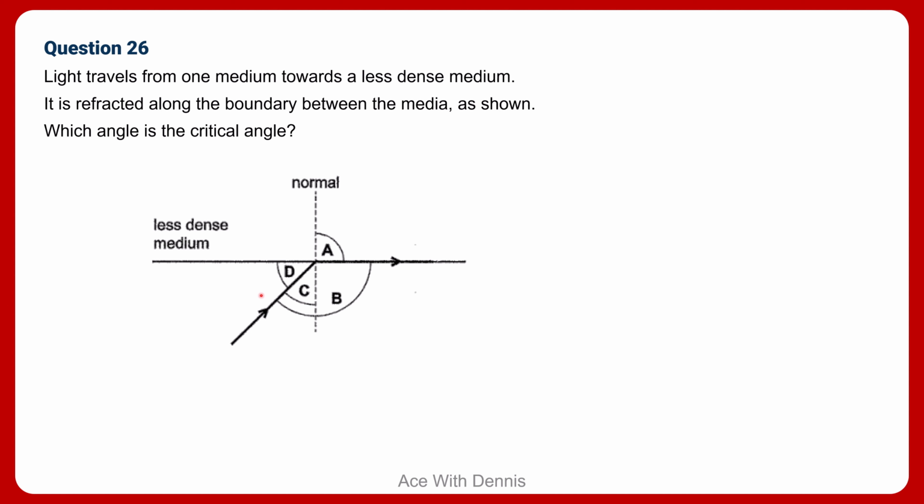Okay, the answer is C, the angle measured between the incident ray and the normal. So this is how we measure the critical angle when the incident ray moves towards the boundary and is refracted along the horizontal boundary. So this will be the critical angle.